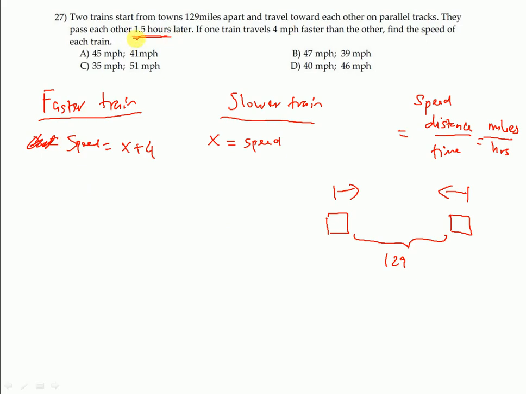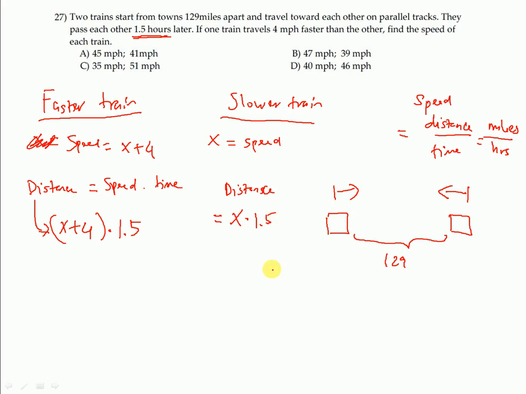Now, after 1.5 hours, we can use the distance formula: distance is equal to speed multiplied by time. The distance that the faster train travels is the speed, x plus 4, multiplied by the time, 1.5 hours until they meet each other. The distance of the slower one is equal to the speed, x, times the time, 1.5 hours, or just 1.5x.